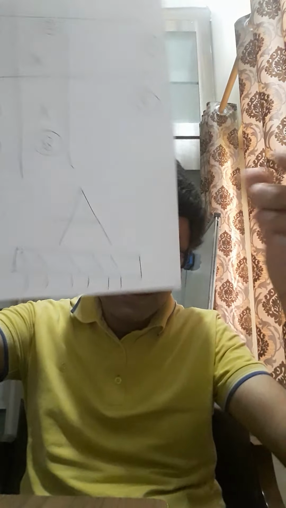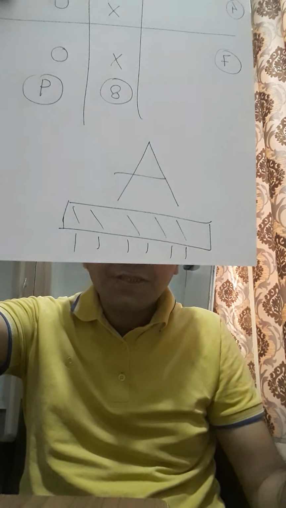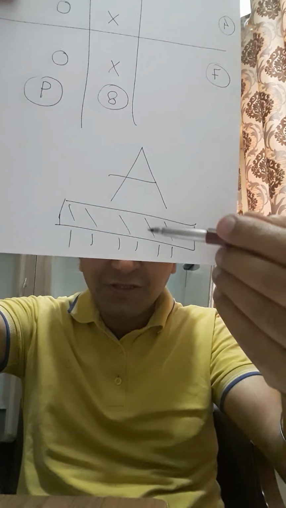I have an A where the mirror is placed below A. Okay, mirror has been placed below A like this. So you give me the mirror image of this figure.